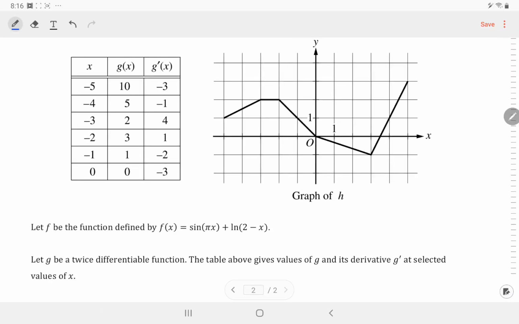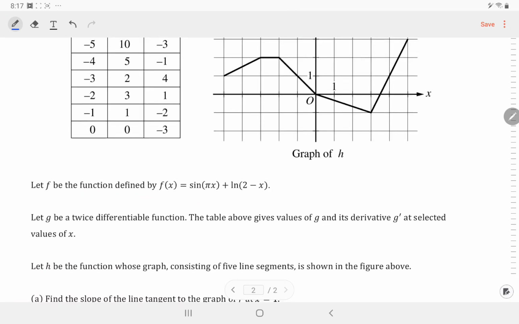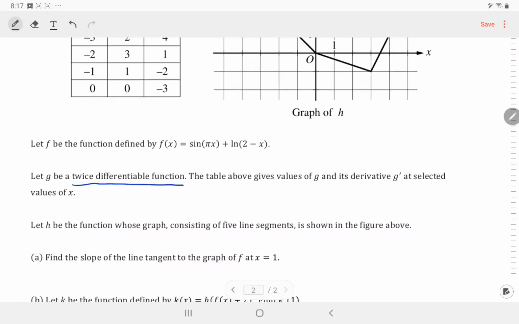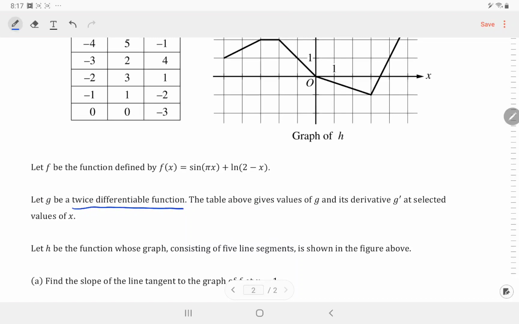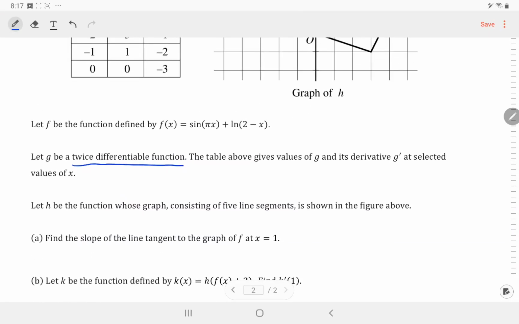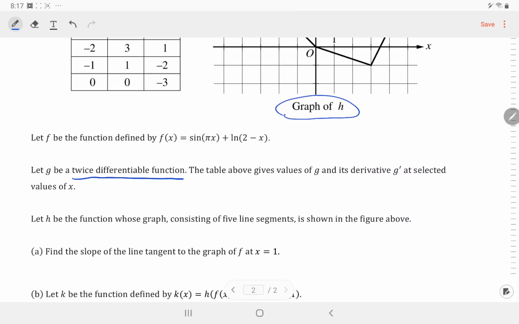Let F be defined by this. Okay, I know ln, I know sines. Maybe you have your formula sheet where you can look stuff up. Twice differentiable function, so all the theorems work. The table above gives values of G and its derivative, G prime, at selected values. Let H be the function of the graph. So this is H. We already have that H. 5 line segments shown. Okay, so I have an F, a G, and an H.